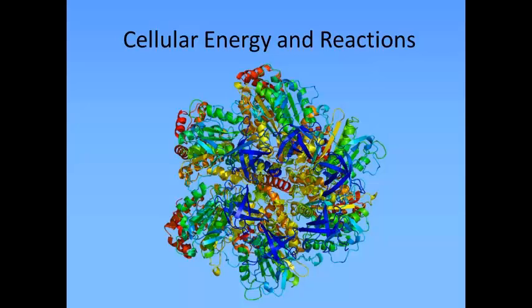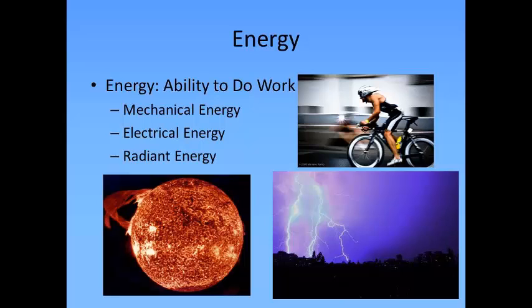So we've discussed cells and all the great things cells can do with their organelles, and now I want to discuss where cells are getting their energy. So before we can talk about that, we need to discuss what is energy. Energy is the ability to do work, and this can be mechanical energy like riding a bicycle, electrical like you see in lightning, or radiant energy like we can all feel from the sun.